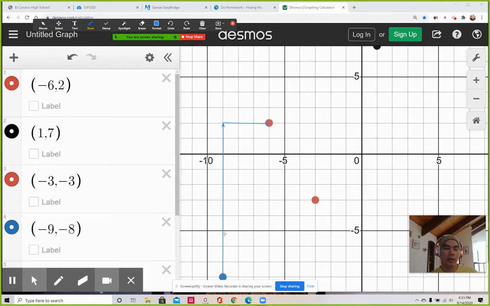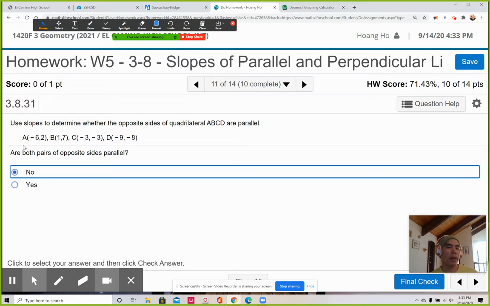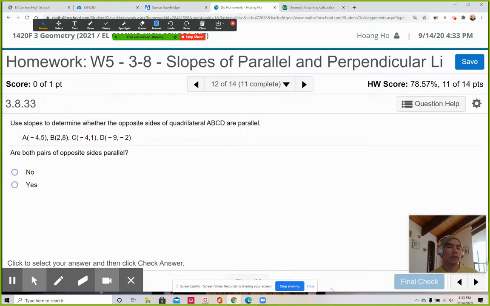Okay. Calculate here. 10 up and then right side 3. Let's do this. 10 up, right side 4. So it's not quite parallel. So the one pair is not parallel, the answer is no. So I go over here, answer no. All right, no, because they asked if both pairs are parallel.